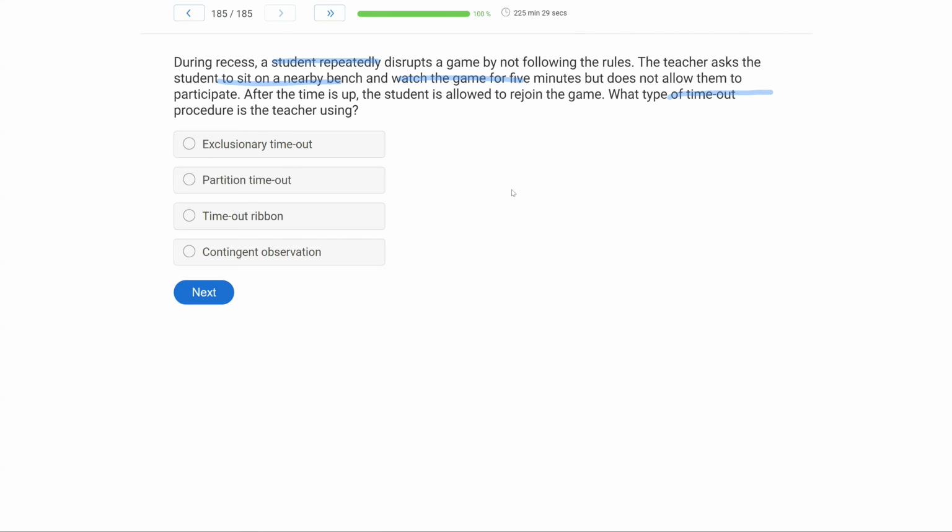They just can't participate. B, partition. Partition timeout is exactly what it sounds like. We would put up some sort of wall or screen or partition between the student and the reinforcement. C, timeout ribbon. There's no ribbon, there's no stamp, there's no sticker marking the kid as in timeout. So it has to be D, contingent observation, where the student is forced to observe contingent on his or her behavior.